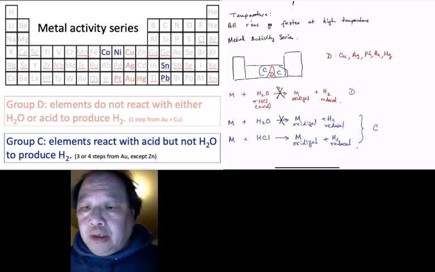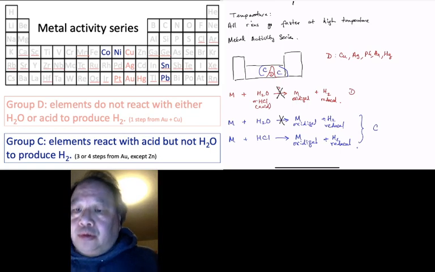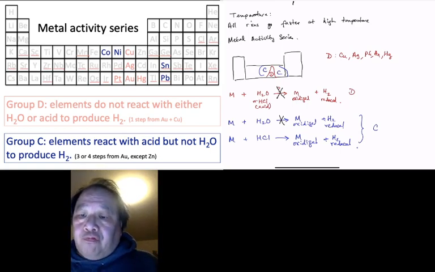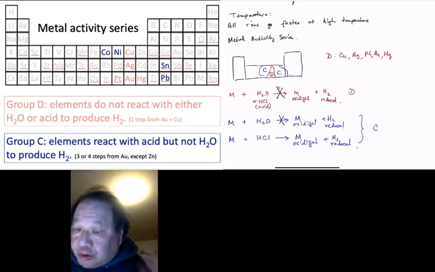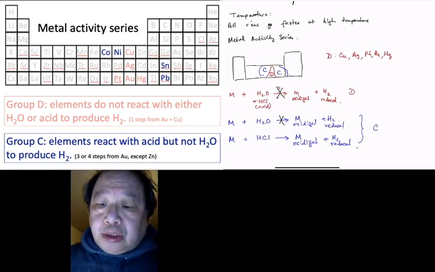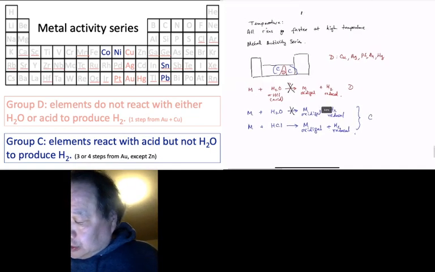Let's look at cobalt. Cobalt is 1 step to nickel, 2 steps to copper, 3 steps to silver, 4 steps to gold. So it's 4 steps away from gold, and it belongs to group C. And there's one exception to that. Zinc is not a group C element. Zinc actually can react in water.